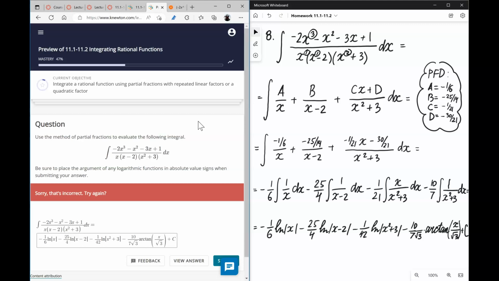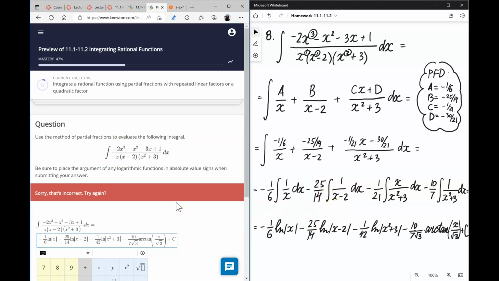Oh yeah, I already see the typo. We have 25 over 14, but then 14 became 4 somehow. So this should be 14. I don't know if you noticed that as I was going through, but yeah, hopefully. Well, now I'm paranoid. If I don't get this one right, I'll have to redo it.